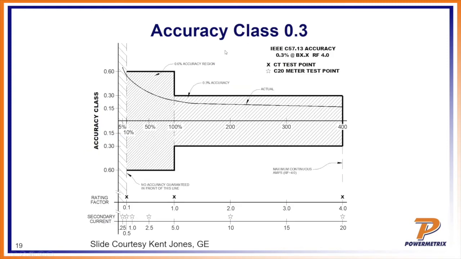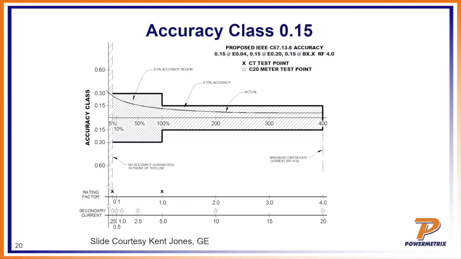This is another way to look at a 0.3% accuracy CT. Again, this is a rating factor of 4, so we can go 4 times its class. But notice how when it gets down to 10%, it drops down to 0.6%. There is a higher accuracy CT, which is what we call a 0.15 accuracy, and it can still hold its range up to 4 times within 0.15, but then when it steps down to 10%, the error doubles to 0.3%. So it's still within a good range. A little bit higher cost CT, but it's out there.